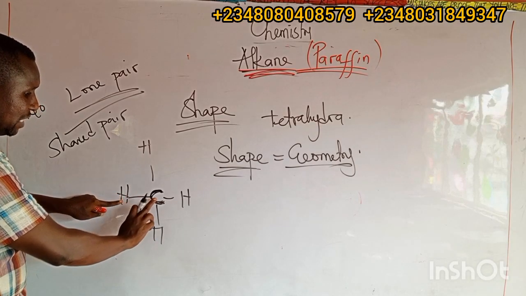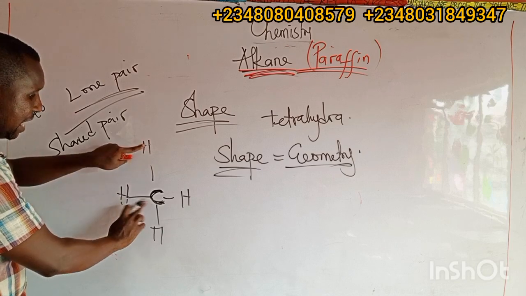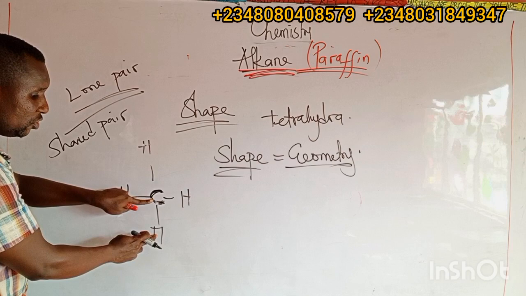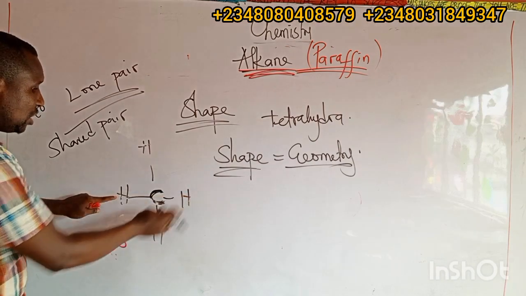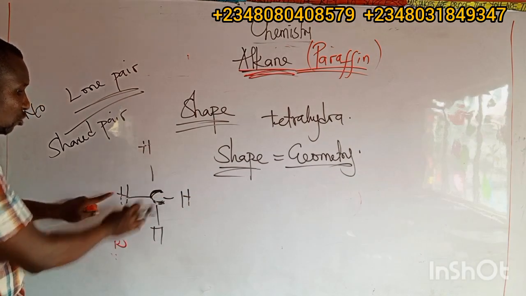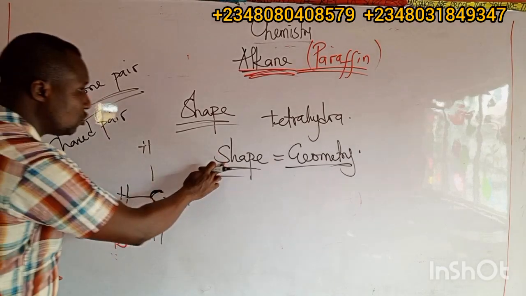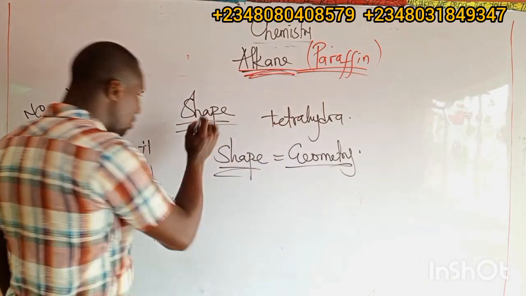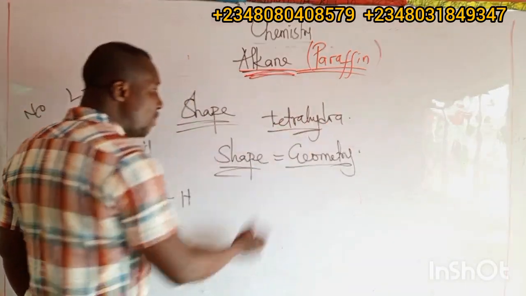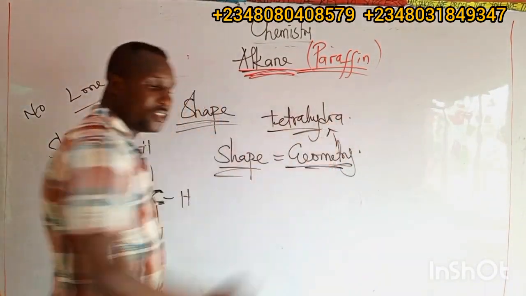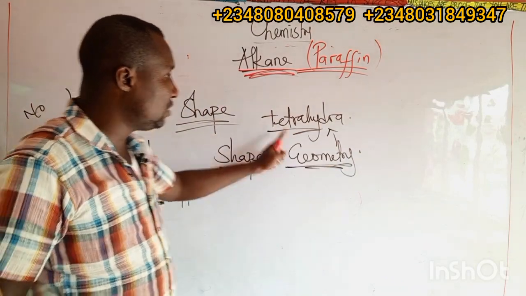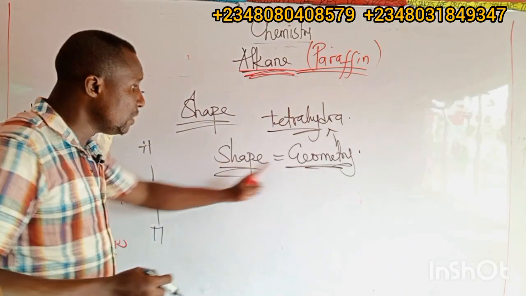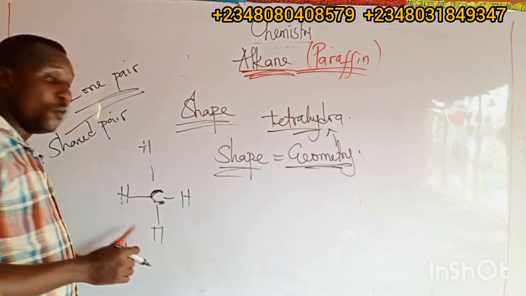That means hydrogen and carbon are sharing electron. There are 4 shared pairs of electron in which there's no lone pair of electron. Geometry will be equal to what? Shape. That is why the shape of methane is tetrahedral. Why? Because the geometry is also tetrahedral. The shape of methane is tetrahedral because the geometry is tetrahedral, and shape is equal to geometry if there's no lone pair of electron.